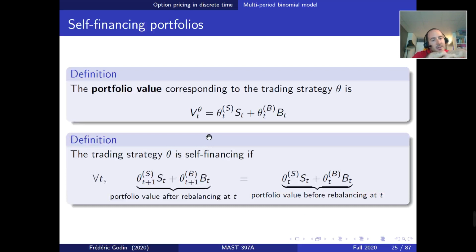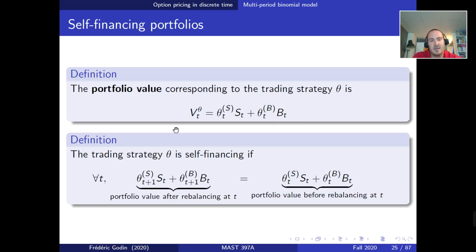So again, analogously to what we did in the one period case, we can define the portfolio value corresponding to some trading strategy. Okay, so for a trading strategy theta, which is the dynamic allocation between the two assets in the portfolio, the portfolio value at time t for that trading strategy is theta_t^S S_t plus theta_t^B B_t, which is the number of shares of the risky asset in the portfolio at time t times the price of the risky asset at time t, plus the number of shares of the risk-free asset in the portfolio at time t times the price of the risk-free asset at time t.